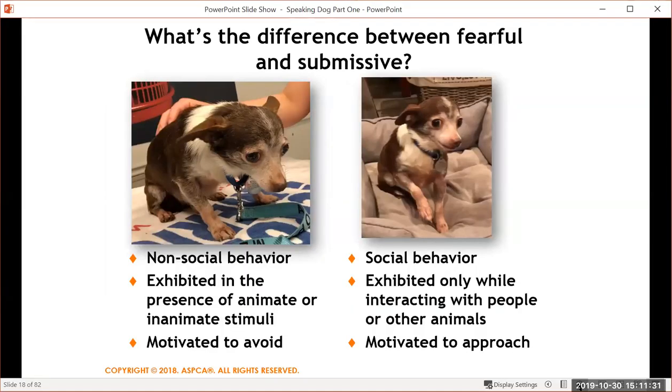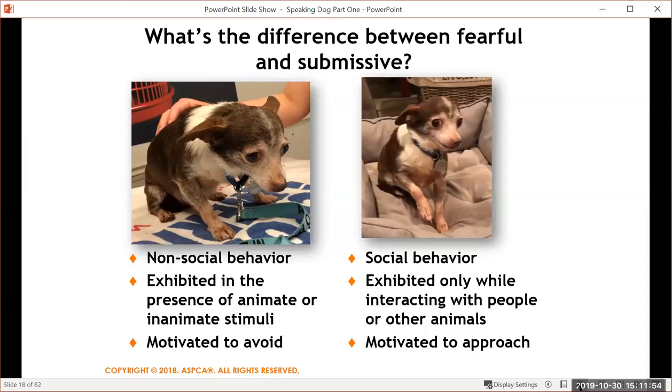So these are two labels, fearful and submissive, that often get used interchangeably, but they are distinct. So I wanted to bring this up in the very beginning. You see the same dog in two different photos. And in one case, the dog is showing fearful behavior. And in the other case, the dog is showing submissive behavior. How do you tell the difference?